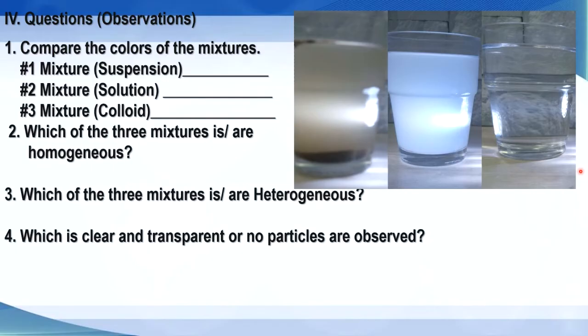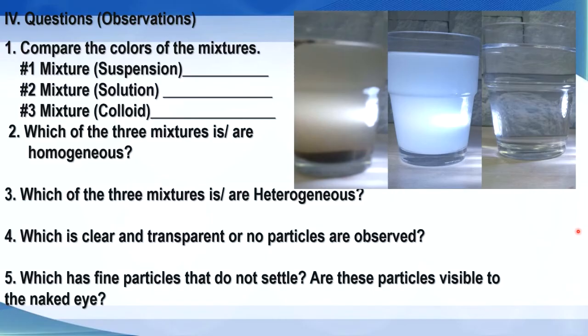Which is clear and transparent or no particles are observed. So saan daw dyan ang clear, tapos transparent, or transparent and no particles are observed. So yung 1 ba, 2, or 3? Next, which has fine particles that do not settle? Are these particles visible to the naked eye? So saan daw dyan ang may mga fine particles or pinong particles na hindi nagsisettle down? At ito bang mga particles na to visible or nakikita ng ating naked eye?